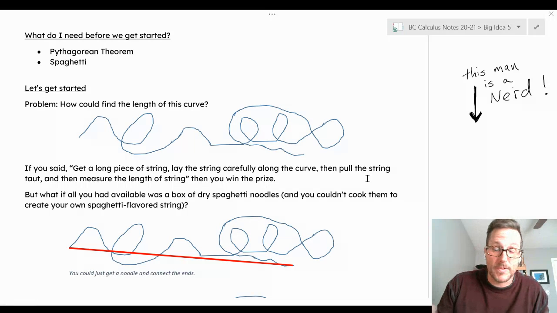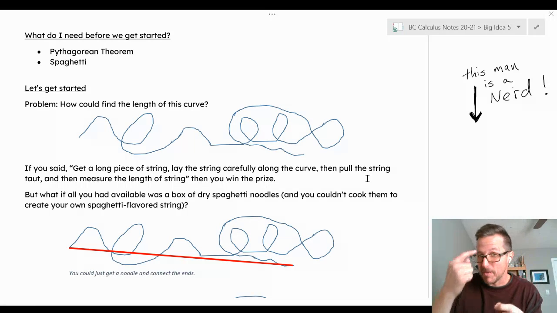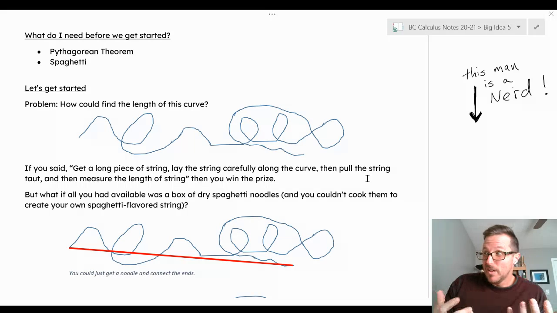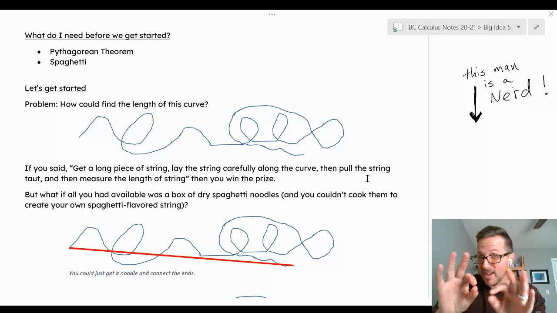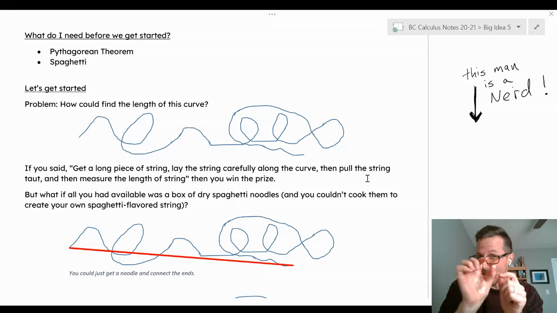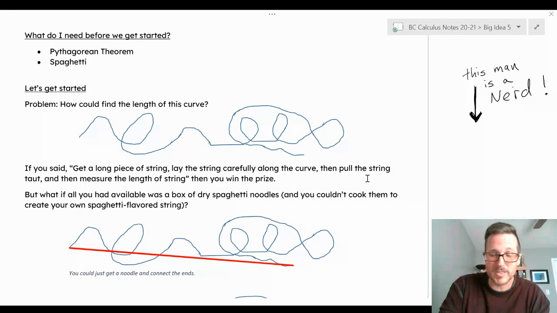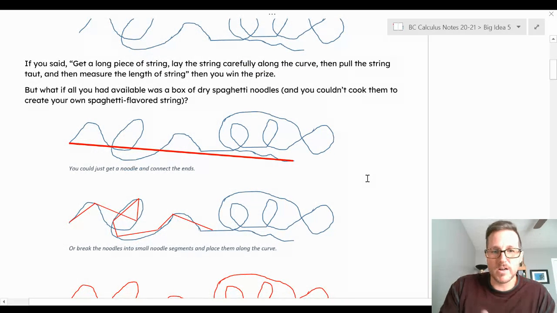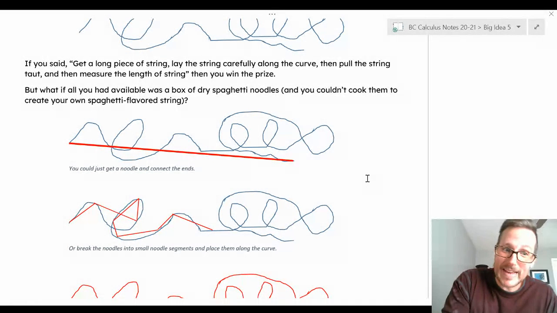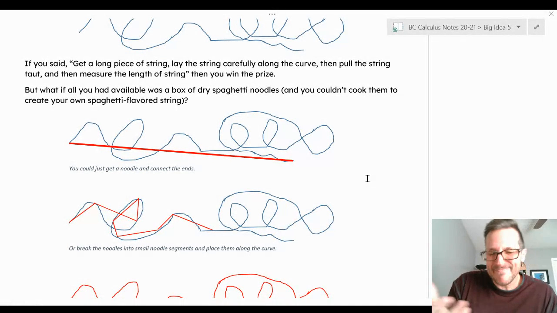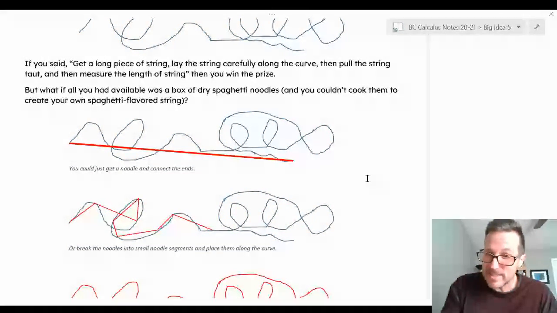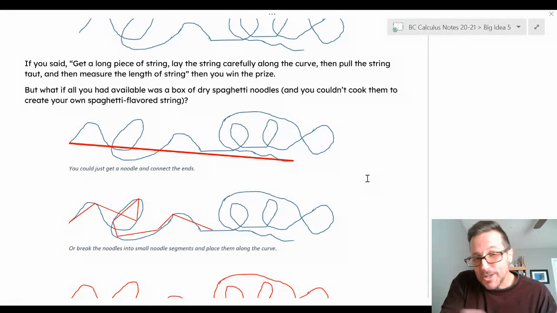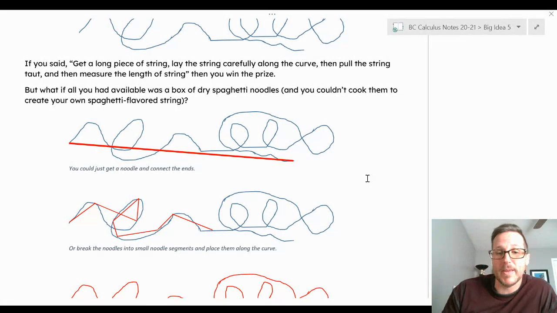Not very good. So you might be thinking, well, I could break the spaghetti and line up those little breaks all along the whole length of that curve. I got tired of doing it, but you could see the idea. It's not the best, but it's closer than just one piece of spaghetti from the beginning to the end.